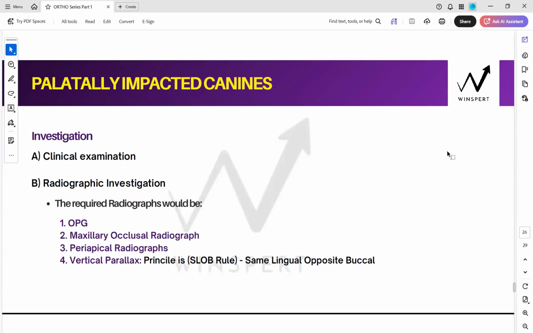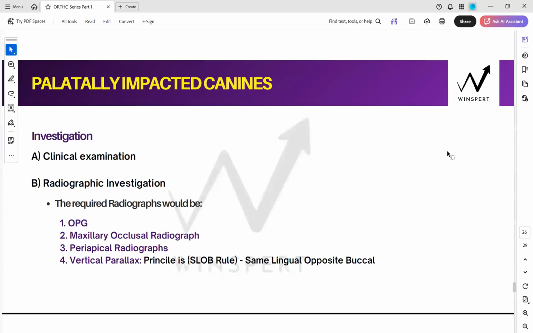Right? Clear for everyone? These are the radiographic methods. OPG will help you in an overall assessment of tooth development, presence of pathology and presence of other missing teeth. So when you have to look at the overall developing dentition, OPG will come in handy.